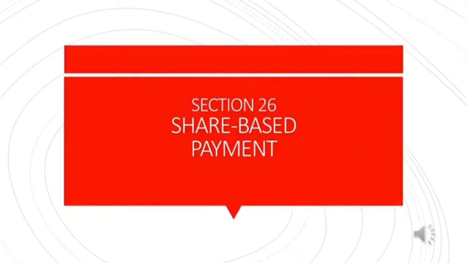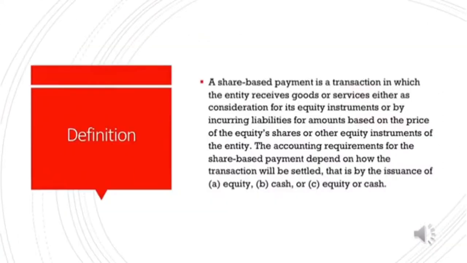Next, we will be moving on to Section 26, share-based payment. The definition of share-based payment is a transaction in which the entity receives goods or services, including employee services, either as consideration for its equity instruments or by incurring liabilities for amounts based on the price of the equity shares or other equity instruments of the entity. The accounting requirements for the share-based payment depend on how the transaction will be settled, that is by the issuance of equity, cash, or by equity or cash.